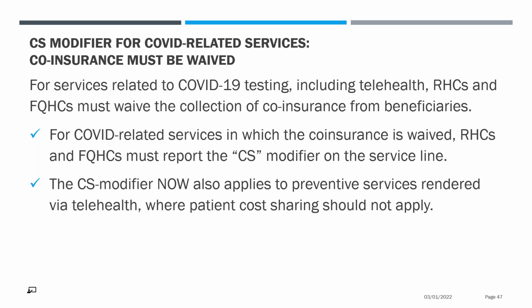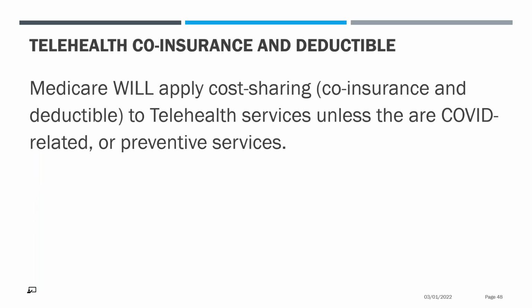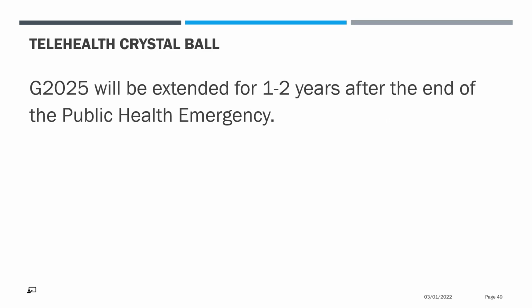Of course, anything in G2025, it was originally everything we were doing was COVID related. So anything COVID related, coinsurance waived. Now, CS modifier, anything COVID related, was certainly applied to non-telehealth line items. You're assessing somebody for COVID. CS modifier also applies to preventive services rendered via telehealth where we're waiving cost sharing. So CS modifier is for COVID related services to waive coinsurance and for preventive services via telehealth to waive coinsurance. Because, as I mentioned, coinsurance does apply to the G2025.